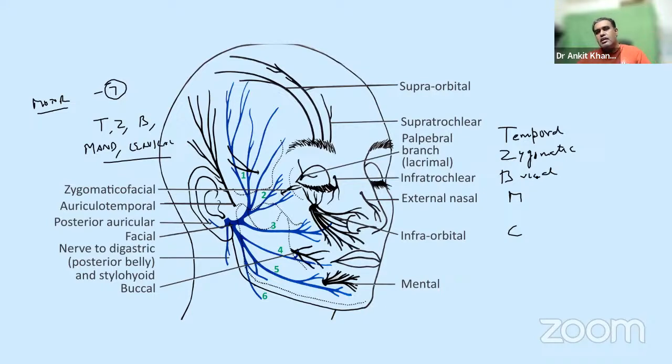Four or five times you will read the names, it will automatically come to you. Then below the cheek, what do we have? This mandible. So we have a nerve running on the margin of the mandible. We call it the marginal mandibular branch. Then going to the neck area, the cervical branch. Simple as that. It's not rocket science.